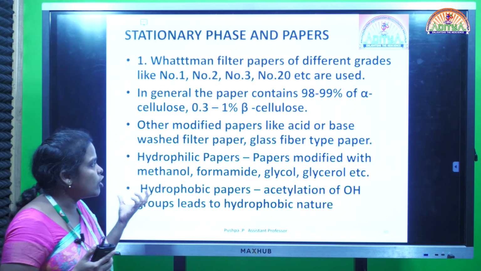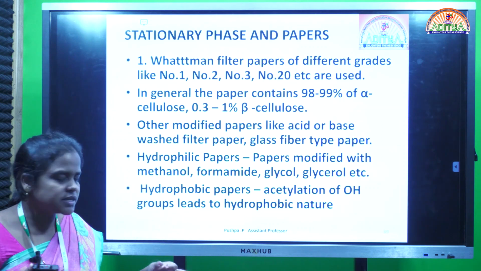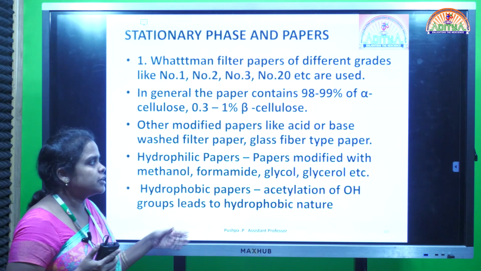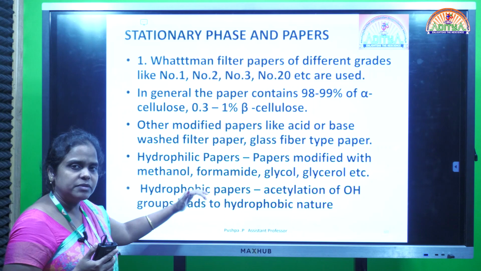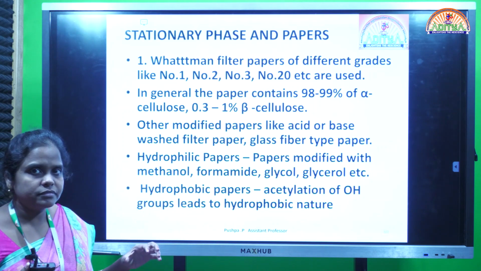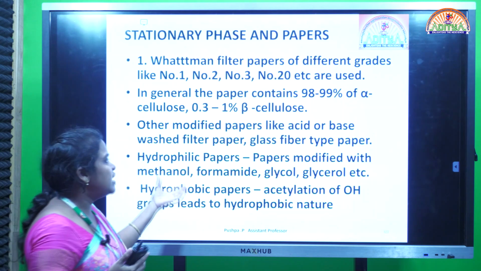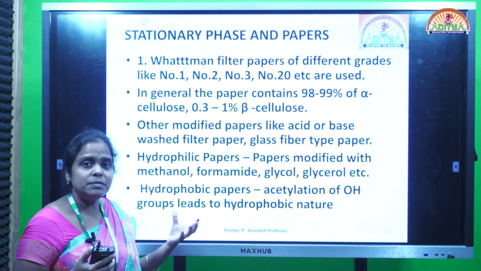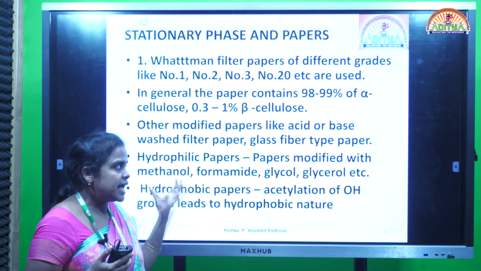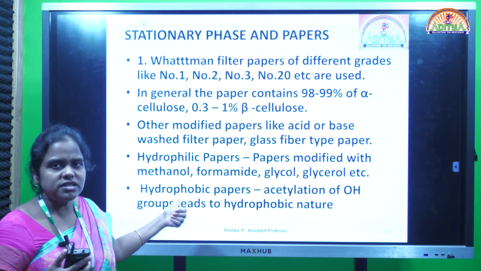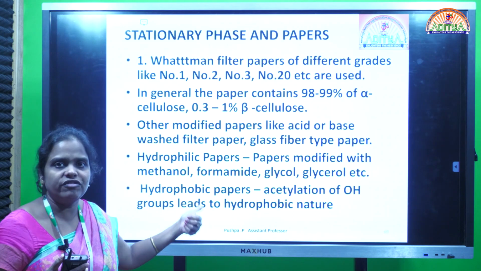And other types of Whatman filter papers are hydrophilic papers and hydrophobic papers. Here the name itself denotes it. Hydrophilic means water loving. So to make the Whatman filter paper hydrophilic, we add some solutions to it. That means we add some water loving solutions like methanol, formaldehyde, glycol, glycerol. What is the use of adding these solutions? These solutions make our Whatman filter paper hydrophilic.